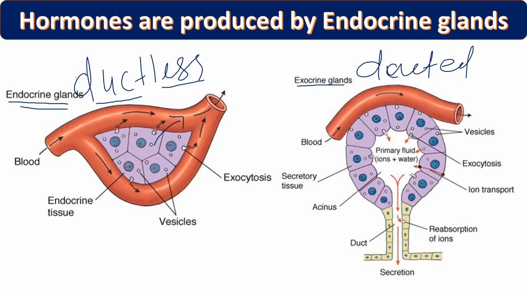Whereas exocrine glands are called ducted glands, where the secretions of the tissue or cells do not go directly into the blood circulation, but through a channel, through a duct. Then this duct will open into the circulation or into different places. But ultimately the secretion of the gland will not be directly into the blood, it will be through a duct.